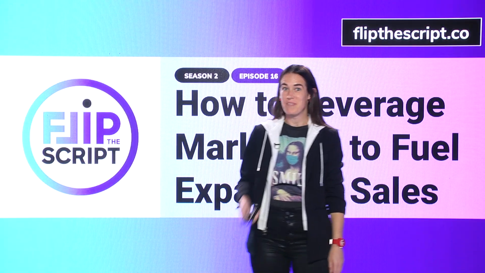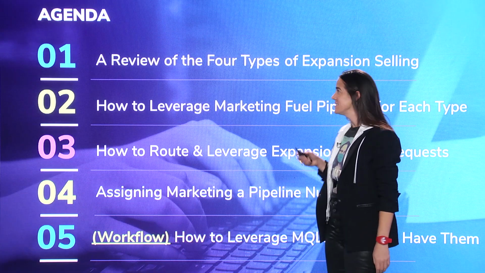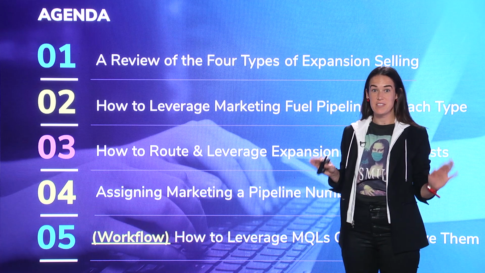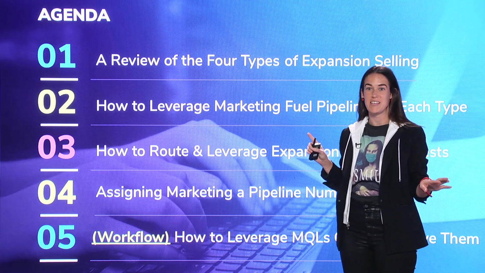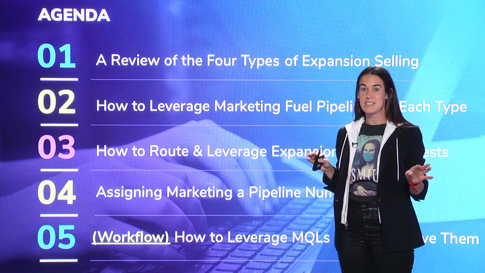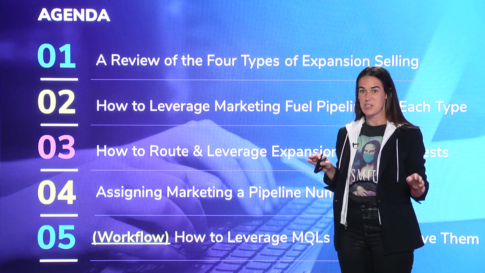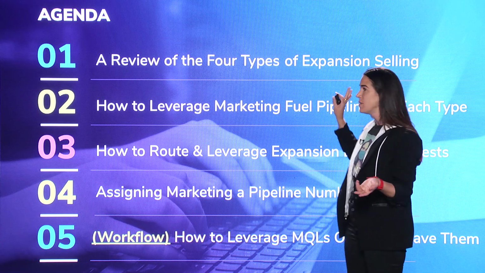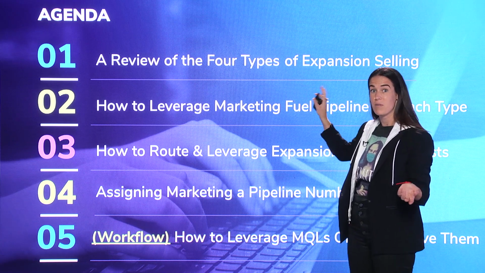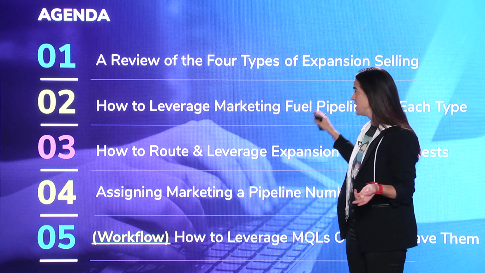So let's start with a bit of an agenda. As far as today's time, I wanted to split it up into 5 different sections. Number 1, I want to review the 4 types of expansion selling. I go much deeper into these in another session where I talk about expansion selling, the 4 types, and how you can iron out a playbook for each one of them. But I just wanted to do a little bit of review so we can recap for our time.